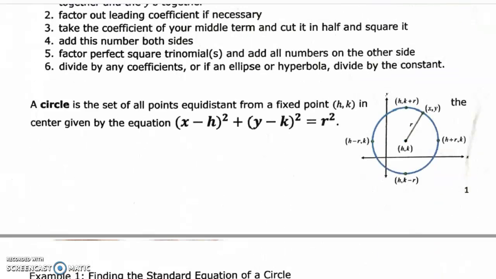Today we're going to specifically talk about a circle. A circle in standard form has an equation that looks like this, and this should look familiar from geometry. It is the equation of a circle that you learned from geometry, where h and k are the coordinates of the center of the circle, and this number here is your radius squared.